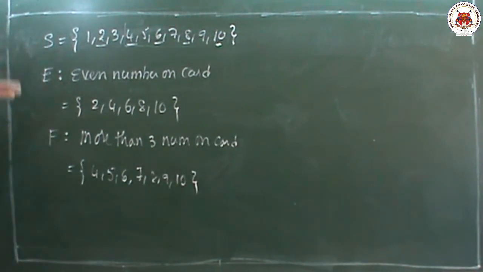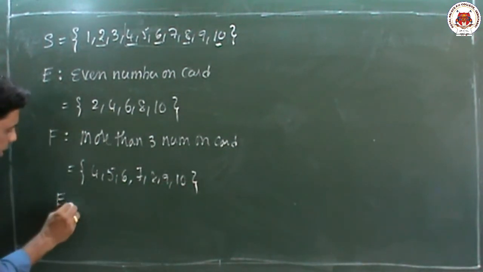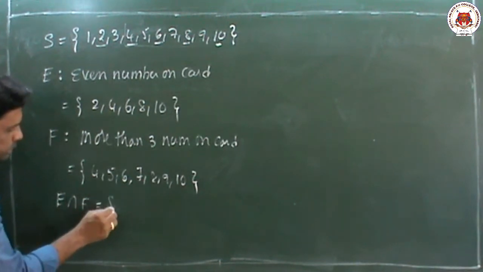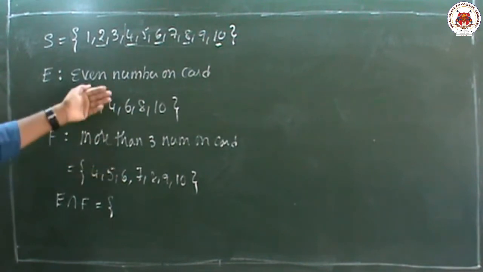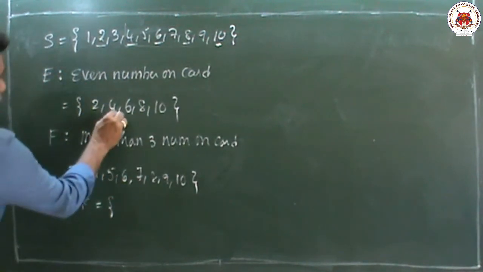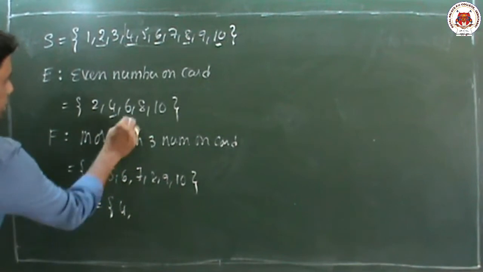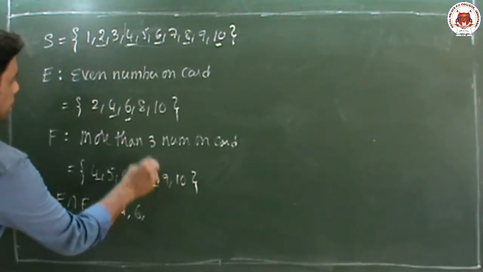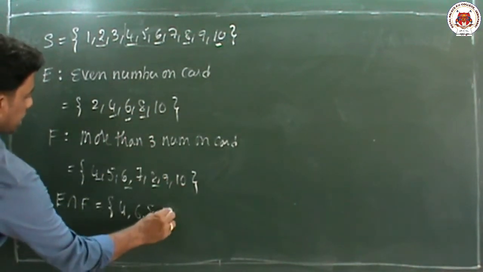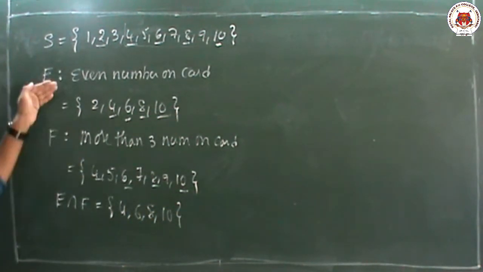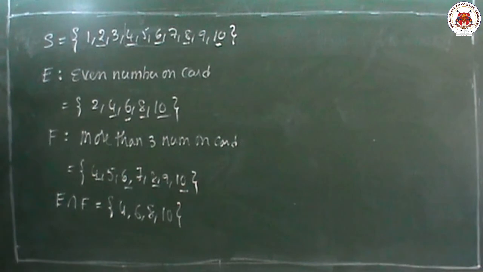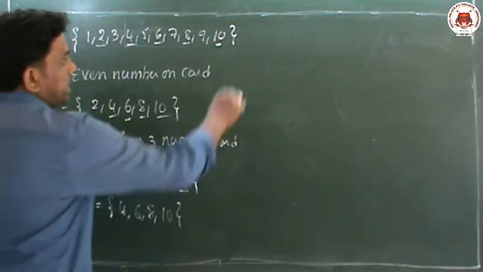Now from these two we have to find E intersection F. Intersection is nothing but the common elements in these two sets. What are the common elements? 4 is common, 6 is common, 8 is common, and finally 10 is also common. So the common elements of E and F are 4, 6, 8, 10.